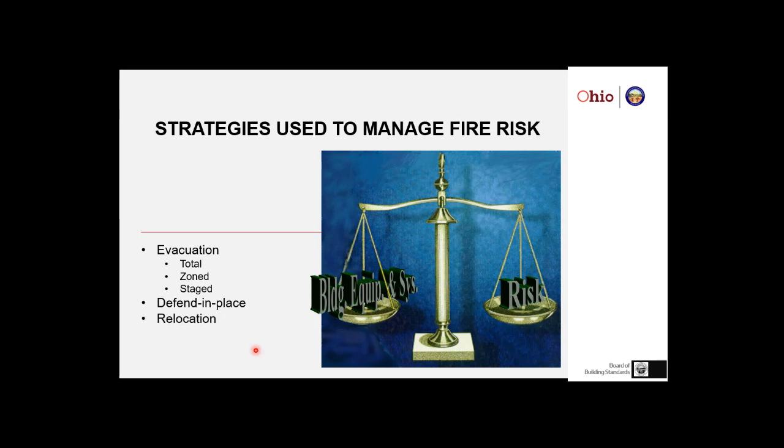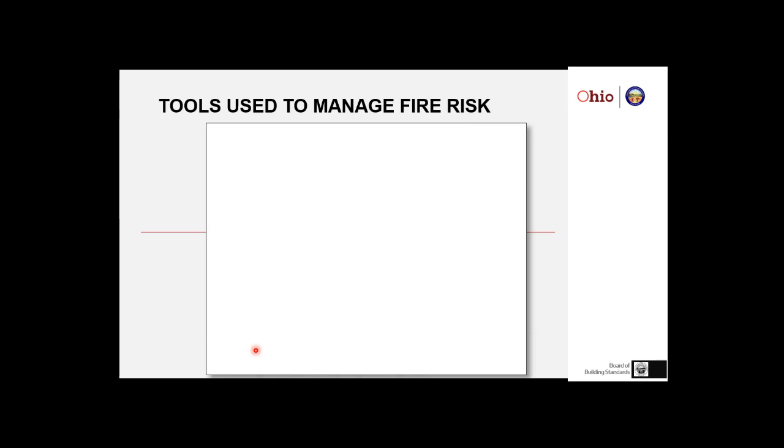Another strategy used is relocation. So these are all, again, incorporated into the fire safety plan and also incorporated into the building codes kind of behind the scenes. Some of the tools that we use to manage the risks of a fire would be fire prevention. This is first and foremost. I put this first because ideally we would like to prevent a fire from ever happening.